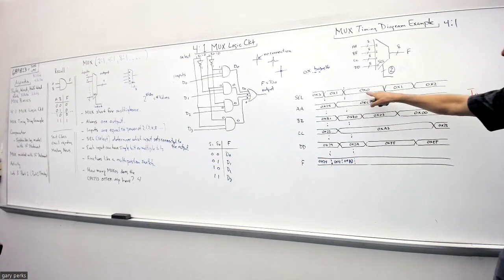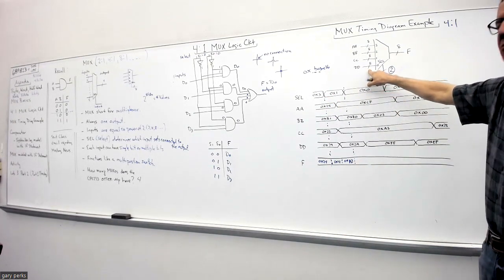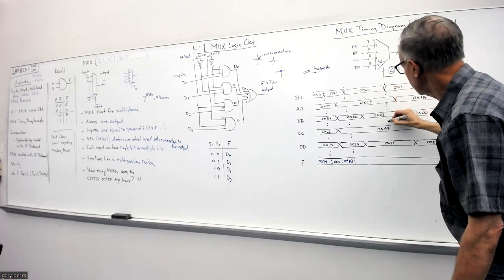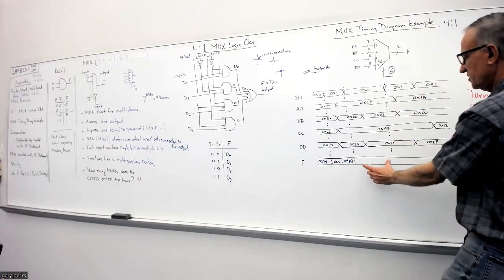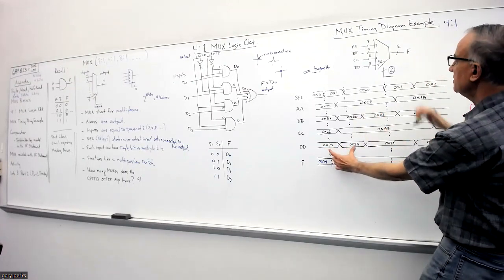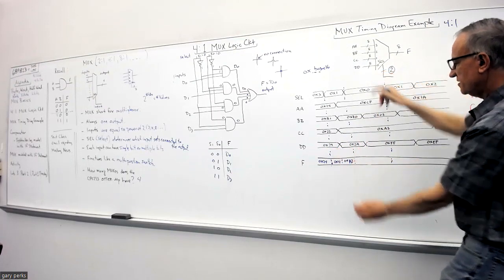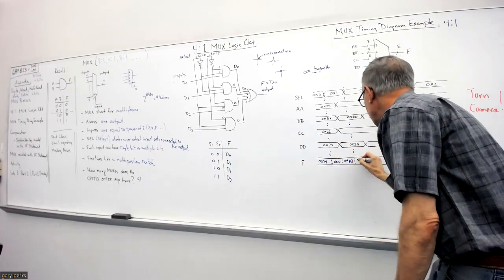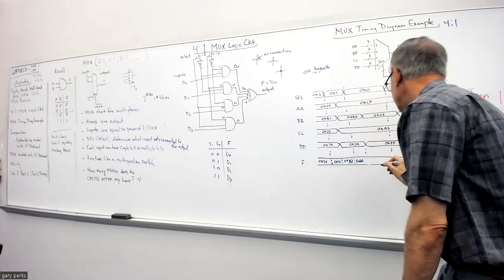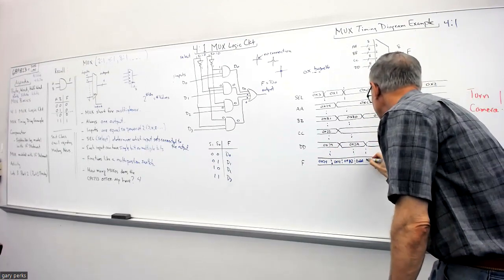Okay, and now during this time, the data on input 0, DD. During this time here, it's going to be the data DD, so it will change to 2A here. And then here it will change to, what is it, FF?